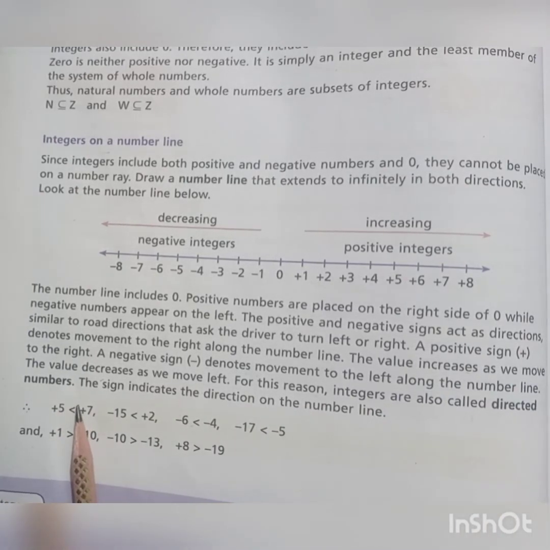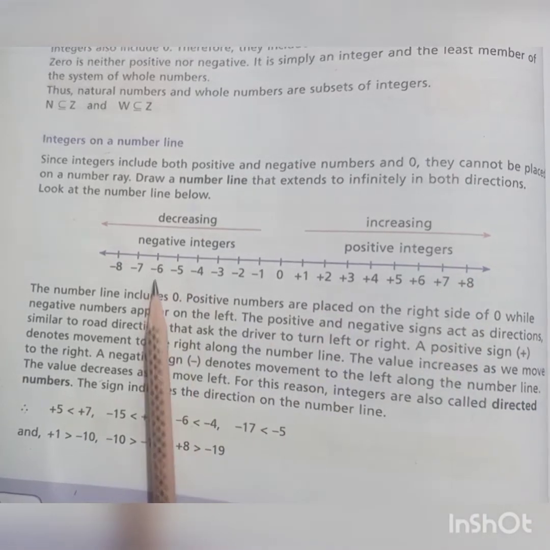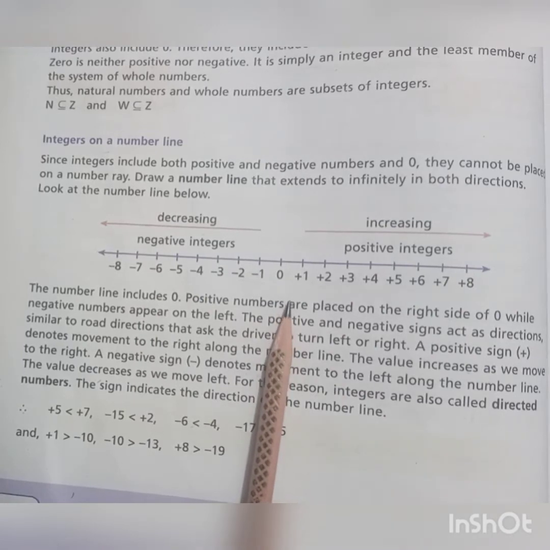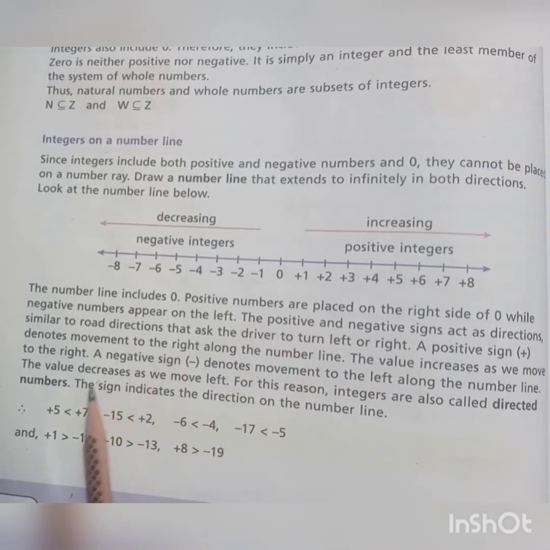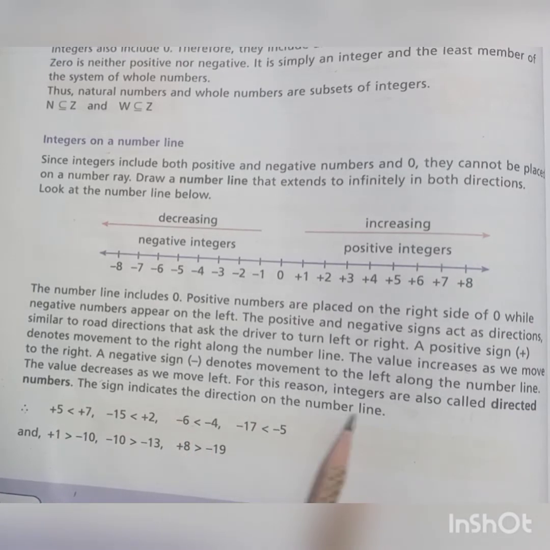So can we say that integers are directed numbers? As you can see here, the right direction or left direction also represents direction. So we can say that integers are directed numbers. The sign indicates the direction on the number line.